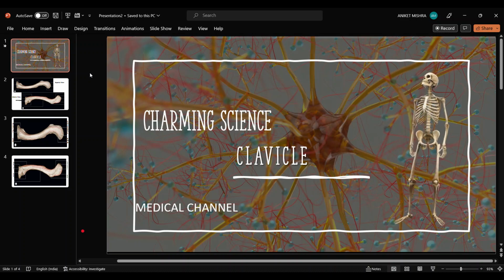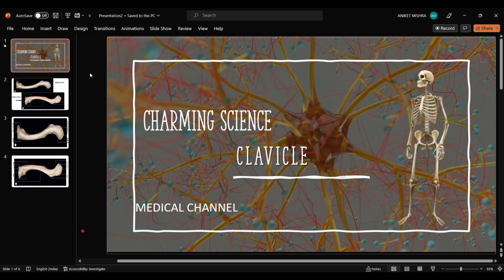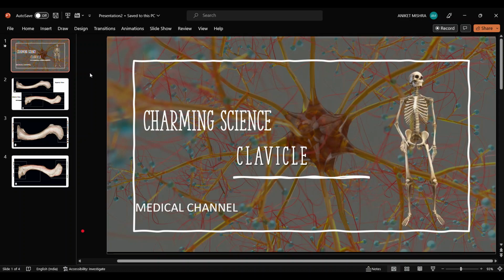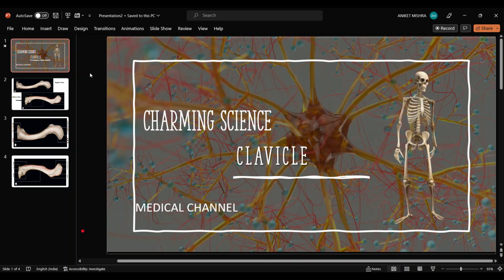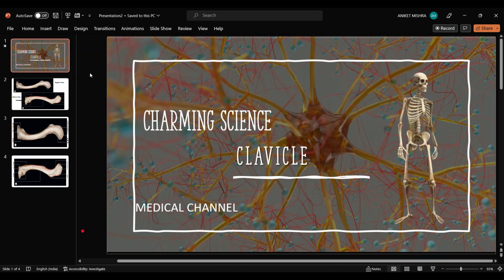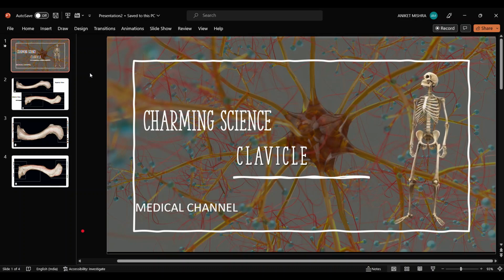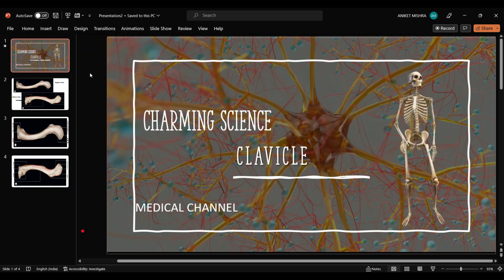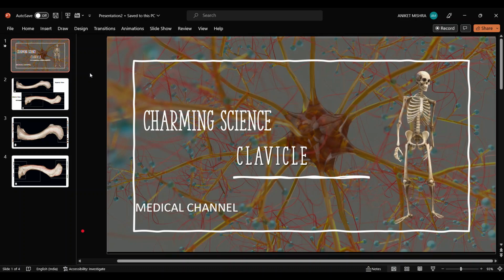If we talk about the functions of the clavicle, there are two major functions. It supports the shoulder so that the arm can swing clearly away from the trunk. Generally when we are walking we swing our arm. So the clavicle is the bone which keeps the arm away from the trunk or the midline of the body. The second function is that the clavicle transmits the weight of the upper limb to the sternum.